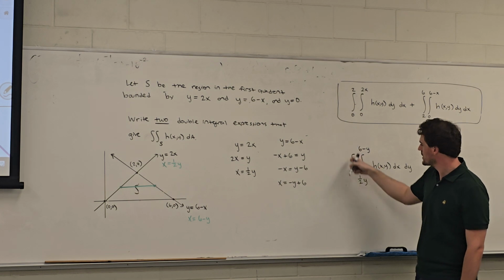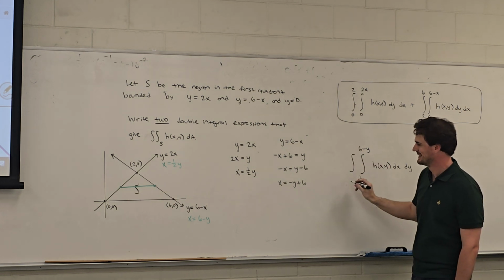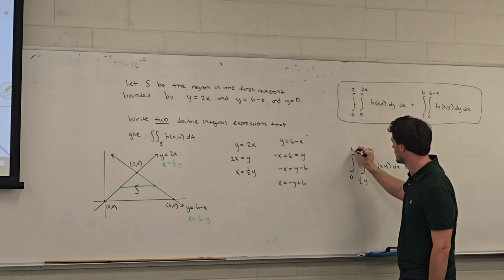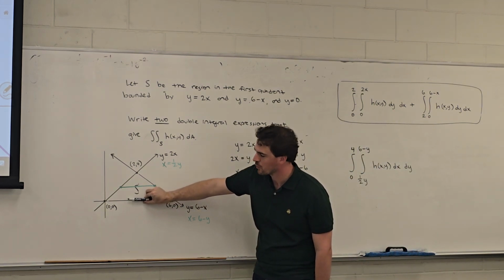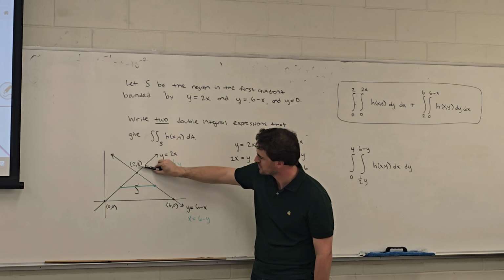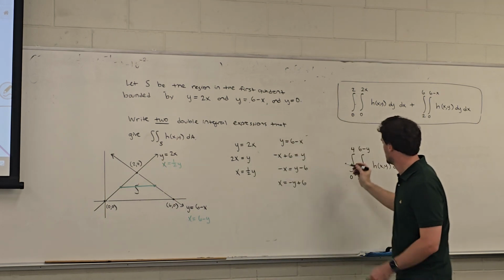And then here, integrating from what to what? 0 to 4. Don't forget, we're reading the y values now. So you're starting with a y value of 0, going up to a y value of 4.